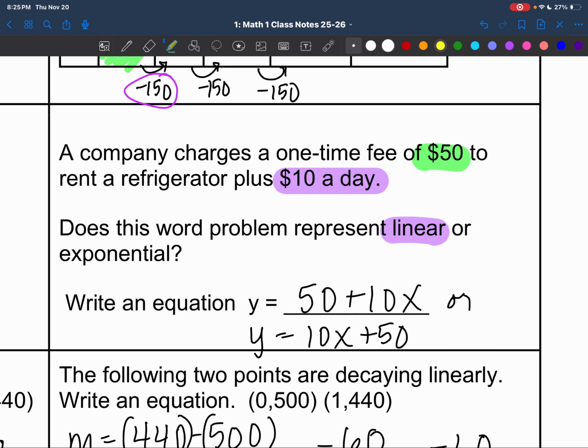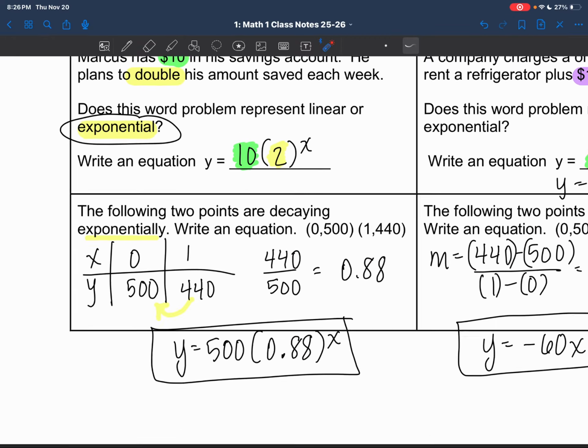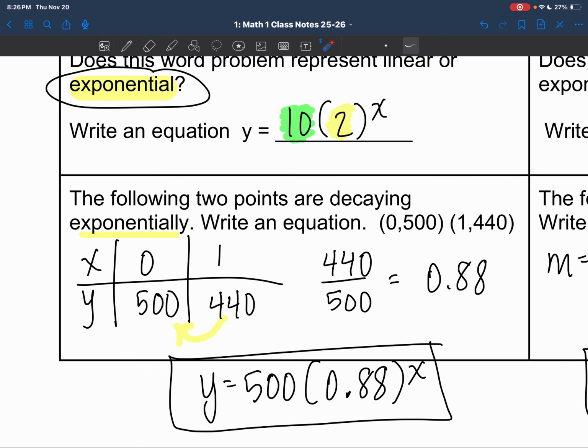And on this one, it says a company charges a one-time fee of $50, so that's your y-intercept, plus $10 per day. So each day you're adding $10. So that makes it linear. When you have linear, you're going to look at the information you have. We start with 50 and we know that our slope is 10 per day. So you could write it this way or you could write it this way. That's fine.